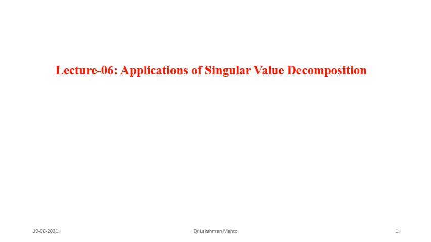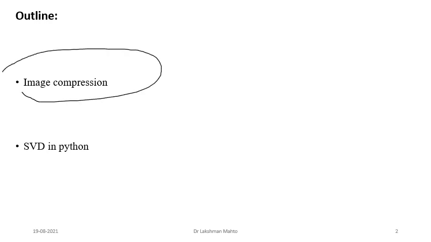Number 6, and here again we will talk about application of singular value decomposition. So coming to the outline of today's lectures, these are the following. First, I will talk about image compression in detail. Actually, SVD in Python I will do later. And image compression. Before going to image compression, also I would like to introduce what we call low rank matrix approximation.